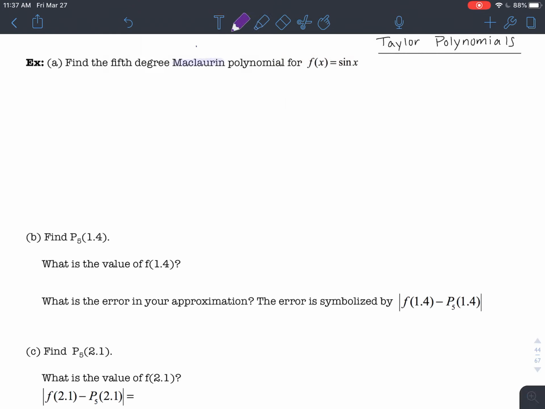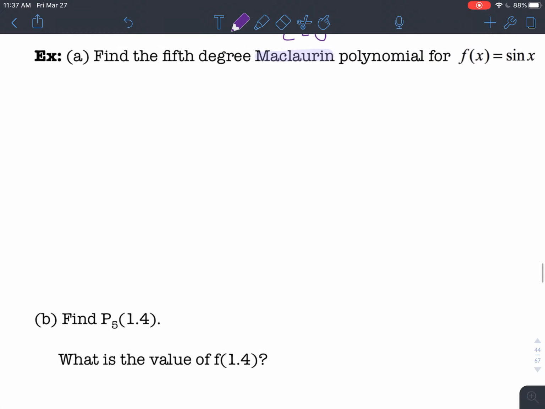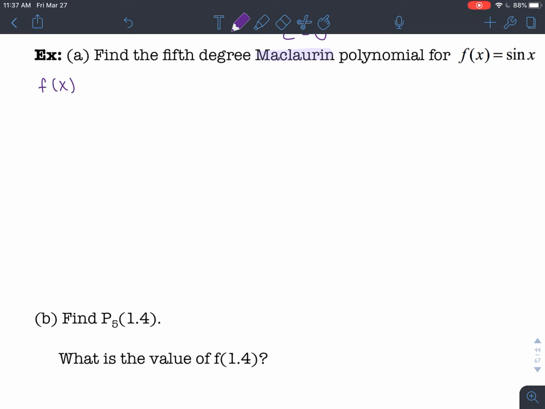Okay, so for our next example about Taylor polynomials, we're actually going to look at a Maclaurin polynomial. So remember when you see the word Maclaurin, that's just going to tell you that your C value is 0. So we want the fifth degree polynomial for sine of x. So again, we're going to make that little chart of derivatives and values. So I have f of x is sine of x. I'm just going to go through and do my 5 derivatives first.